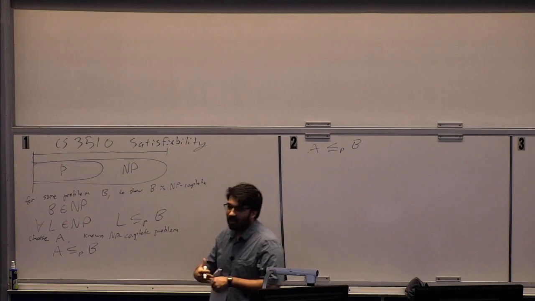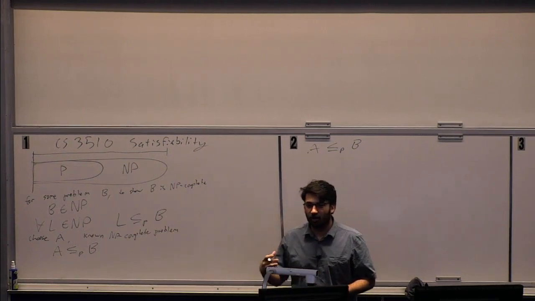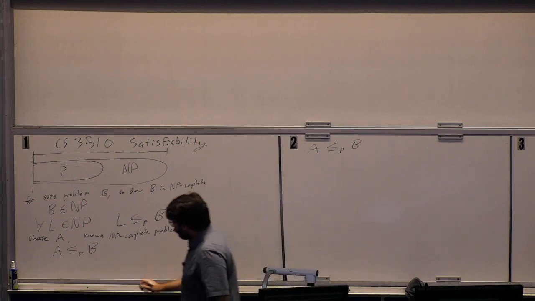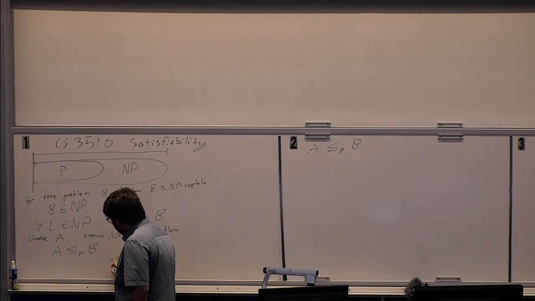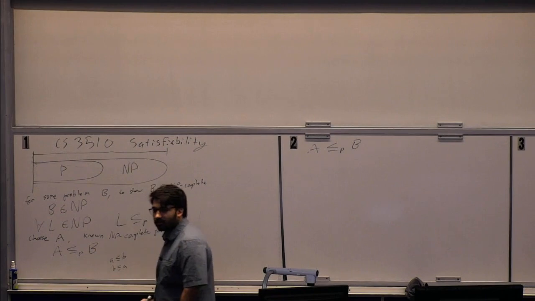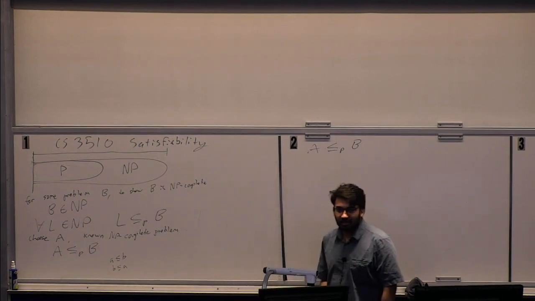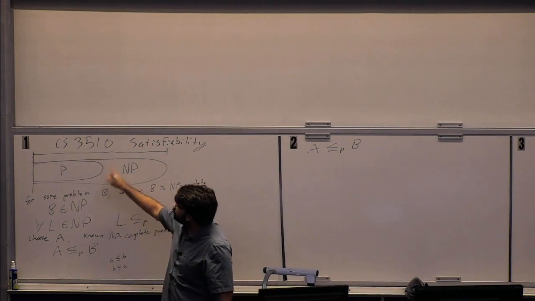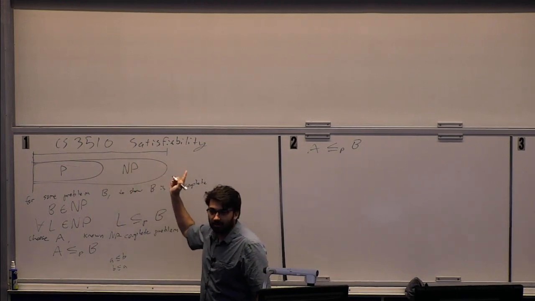Think of it as: when you show something is less than it and something is greater than it, it can only be equal to it, right? If you show A is less than or equal to B and B is less than or equal to A, then it's only the case that they're equal. It's kind of the same idea we're doing here. By showing B is in NP, you've shown it's not harder than NP, right?